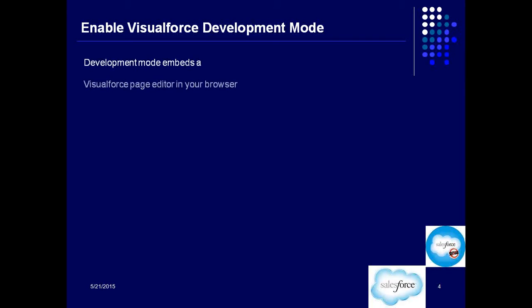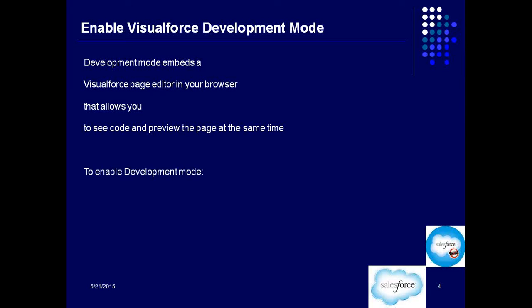Development mode embeds a Visualforce page editor in your browser. So what will happen if you enable this development mode? This will embed a Visualforce page editor. Fine. So a page editor will be embedded in your browser so that you can edit the code of the page. The entire page will be controlled through the code, and you can edit the code of the page. Okay. So this development mode embeds a Visualforce page editor in your browser that allows you to see code and preview the page at the same time. So this will allow you to edit the code and look into the preview of the page at the same time. All right. And here is how you enable the development mode.